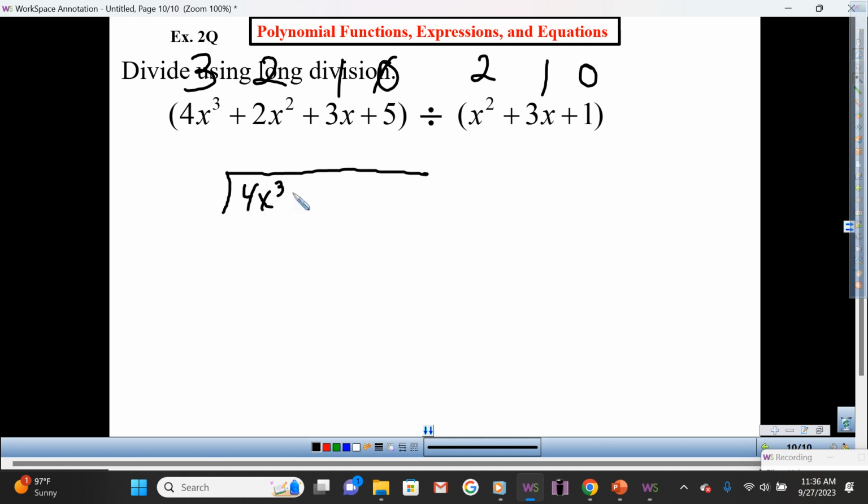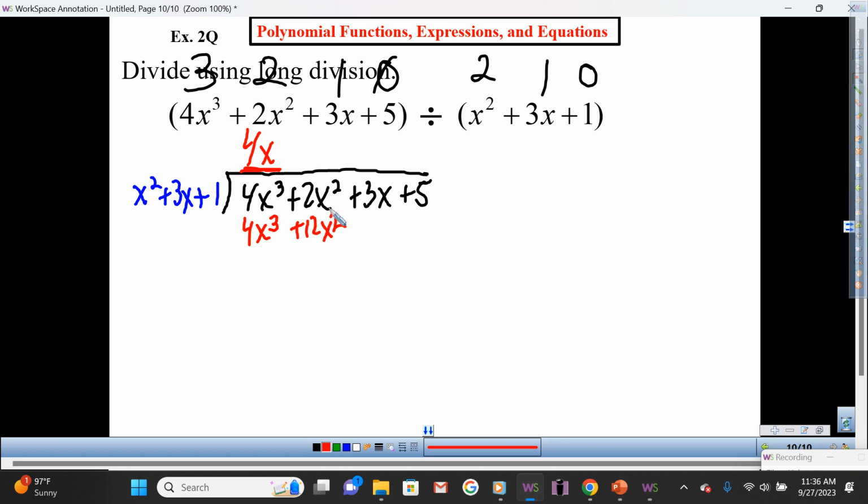4x cubed plus 2x squared plus 3x plus 5. And our divisor is x squared plus 3x plus 1. Okay. So, what number times x squared gives us 4x cubed, Clarissa? 4x. Hands, have you got 4x? That is correct. So 4x times x squared is 4x cubed. 4x times 3x, that's 12x squared. And 4x times 1 is positive 4x.